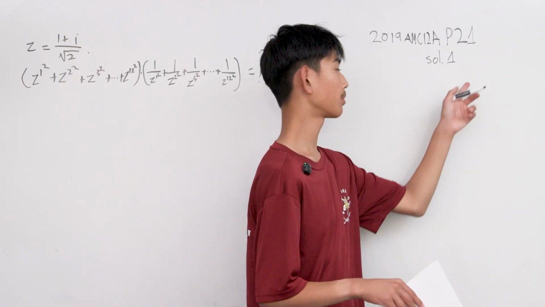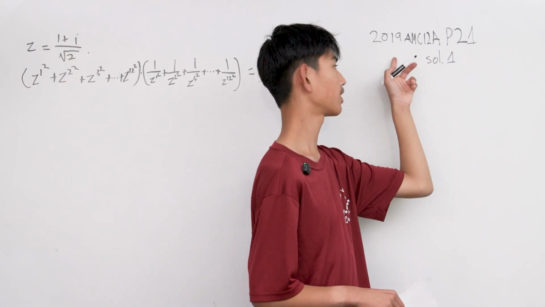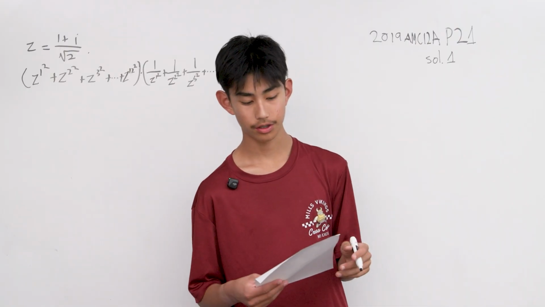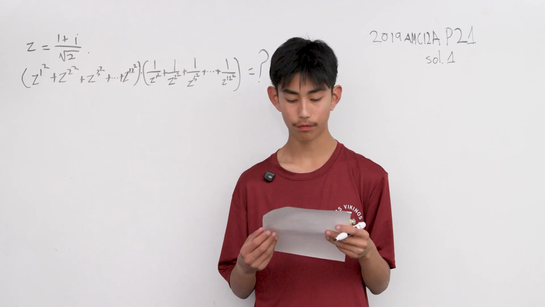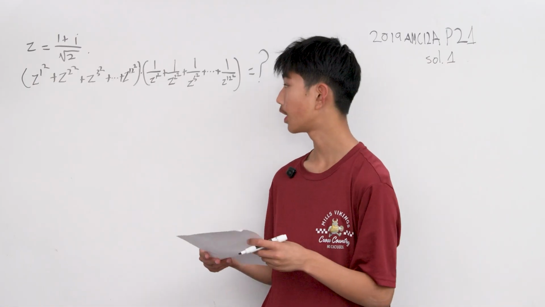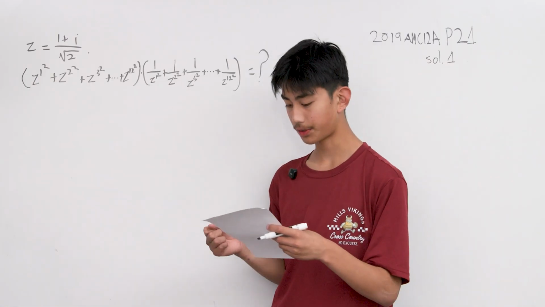We're solving problem 21 from the 2019 AMC12A. This is solution 1. Let z equal (1 + i) over square root 2. We want to find what this sum is.